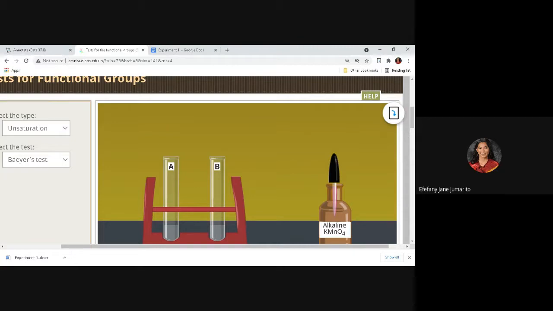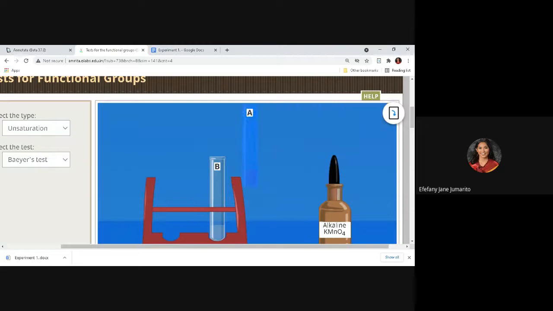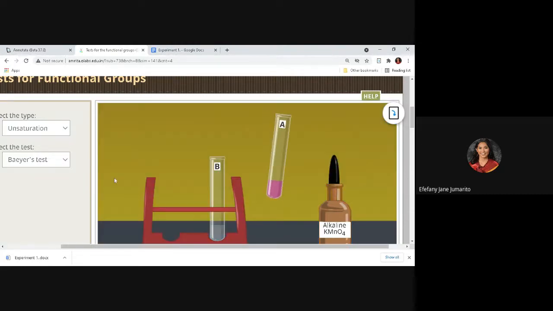Okay, so let's add in our test tube A. As you can see, class, it's pink in color. Now let's put some drops. Two drops. All right, now again, wait, what happened? Let's shake, shake, shake. Okay, so that's it.